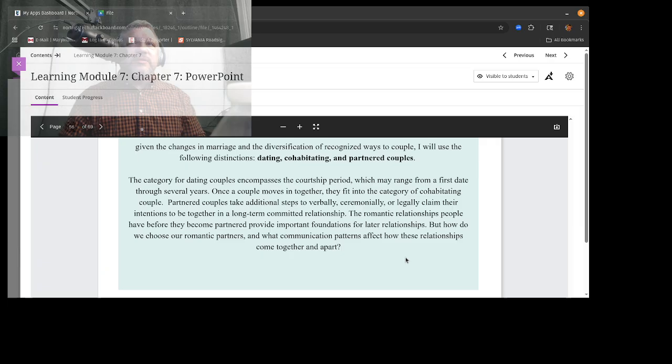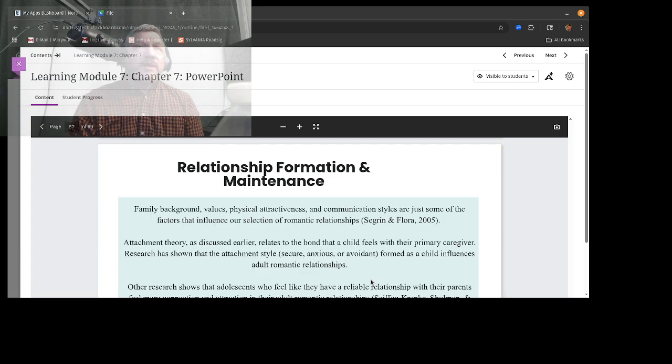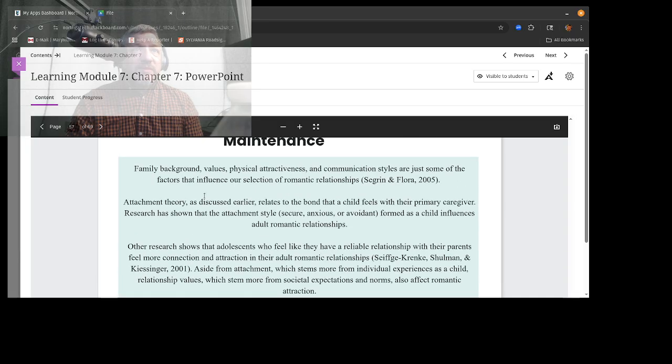The romantic relationships people have before they become partnered provide important foundations for the later relationship. But how do we choose our romantic partners? What communication patterns affect these relationships, causing them to come together and fall apart? Let's talk about relationship formation and maintenance. Family backgrounds, values, physical attractiveness, and communication styles are just some of the factors that influence our selection of romantic relationships.